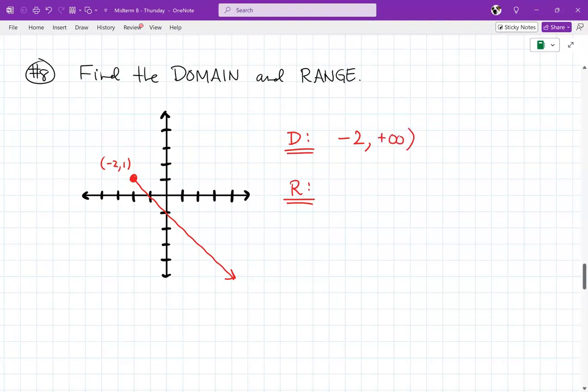Now we know that the infinities are supposed to have parentheses, but do I use a parenthesis or a bracket for negative 2? A bracket, and we know that because of the solid dot. Okay? If the dot was empty, then I'd use a parenthesis. But the solid dot tells me it's included. All right, the range. Go ahead.